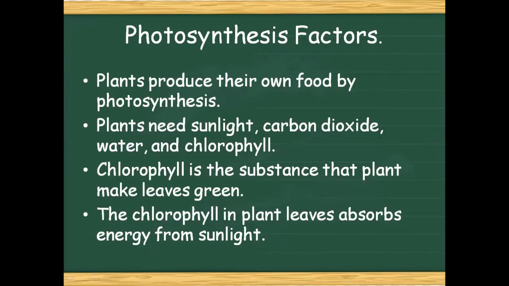Chlorophyll is the substance that makes plant leaves green. So chlorophyll is a pigment, so because of this pigment in the leaves, we see the color green. The chlorophyll in plant leaves absorbs energy from sunlight.